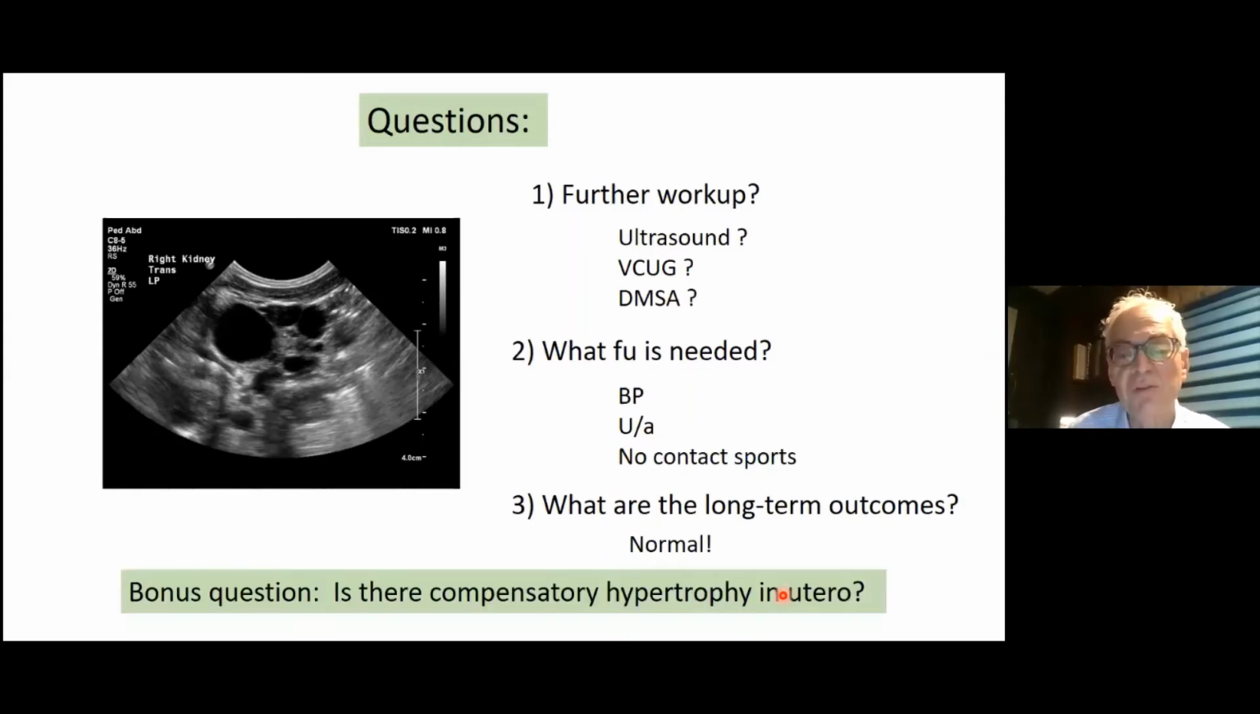There is kind of a bonus question with this one, and this comes from my old days when I was a young faculty person. Is there compensatory hypertrophy in utero? We like to think that the placenta does most of the work in utero, so it's a really fascinating question. Would you get compensatory hypertrophy? And the fact of the matter is you do. There are some interesting papers. Jim Mandell was one of the main authors on one that looked at renal growth in utero, and in fact, there is some compensatory hypertrophy even in utero.